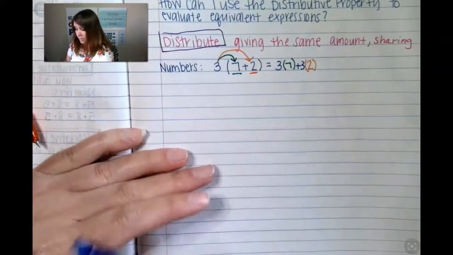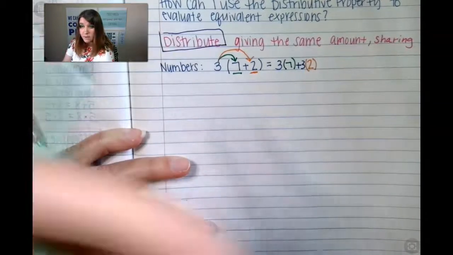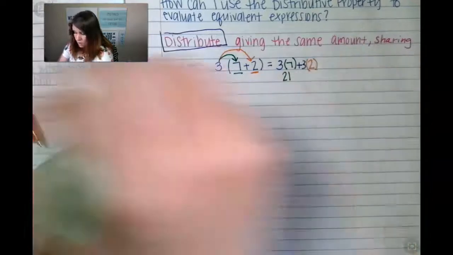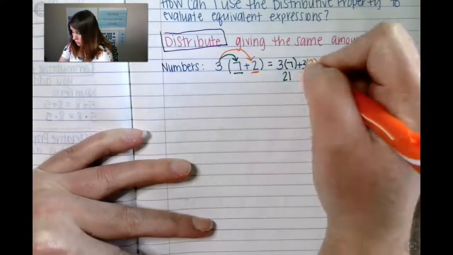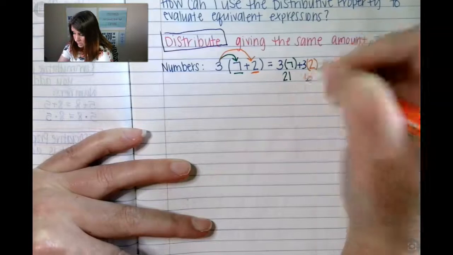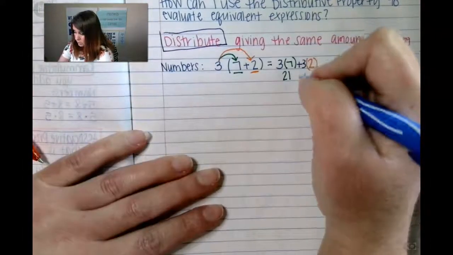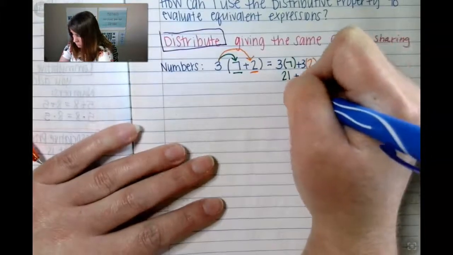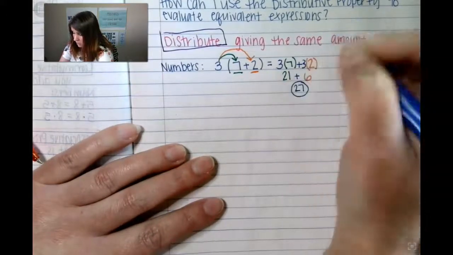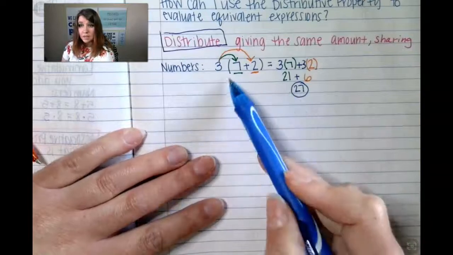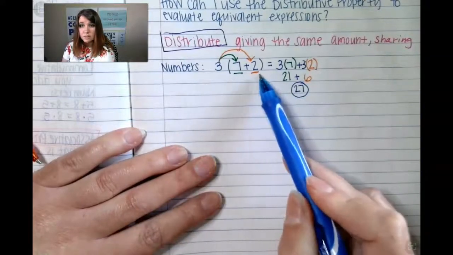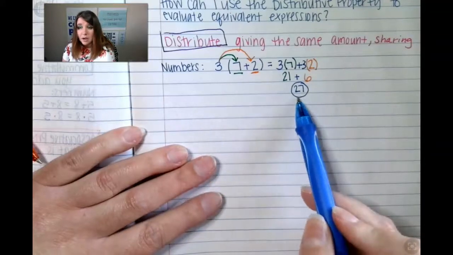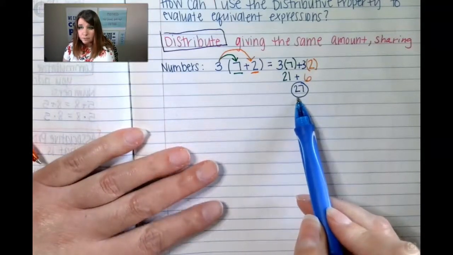Now I can simplify this expression. I know that 3 times 7 is 21, and I know that 3 times 2 is 6. 21 plus 6 gives me 27. So when I share my 3 with the terms that are listed inside the parentheses, I get an answer of 27 when I simplify.